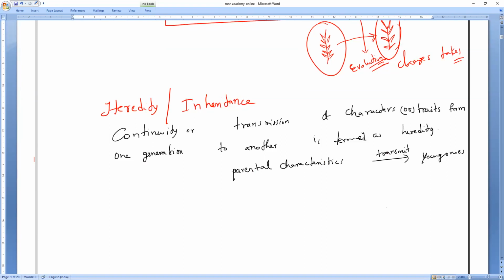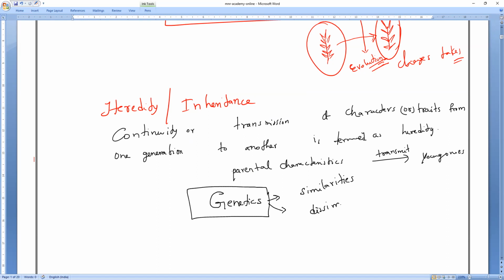So basically it is a branch of science that deals with what is responsible for similarities and dissimilarities among related species. That is what we call genetics. This is a branch of science where we speak about heredity. What are the similarities between two organisms? Like you can take humans. What are the similarities between two humans? What are the dissimilarities between two humans? Everything, that is what we call genetics.